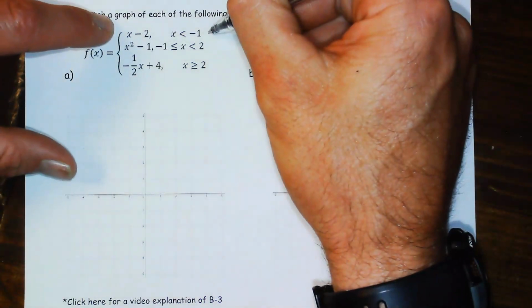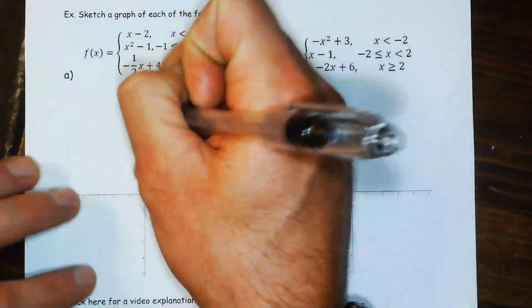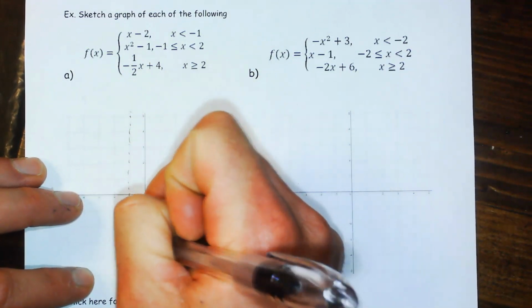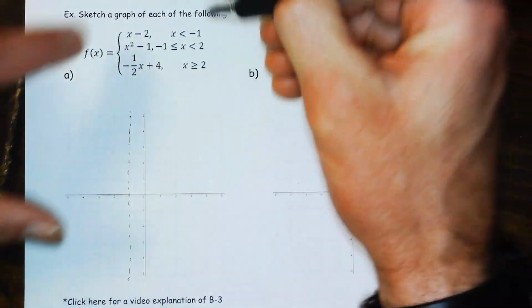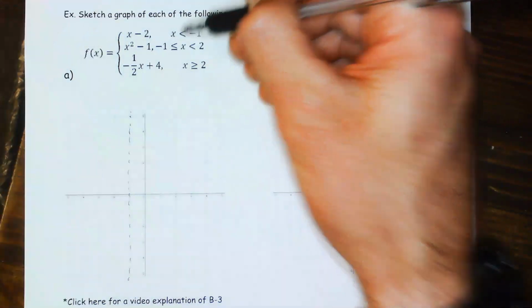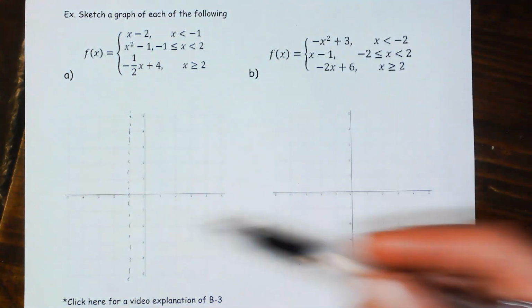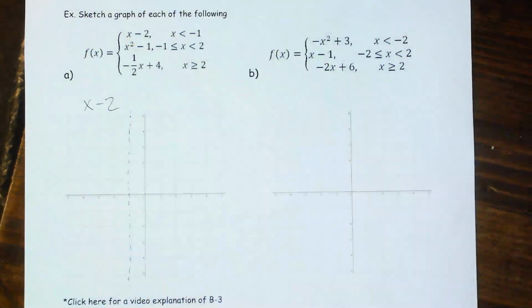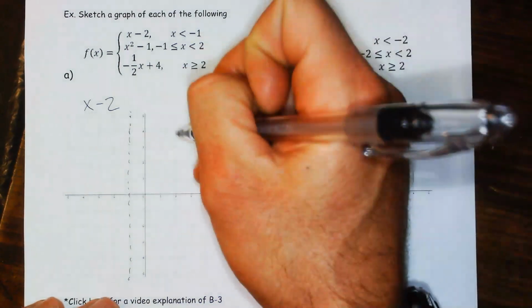Anyway, step 1 is I'm going to split my graph up. I'm just going to put a dotted line here, and this is essentially my wall. What this is saying is x minus 2 is going to be graphed where x is less than -1. So I'm only going to graph x minus 2 in this first section right here.